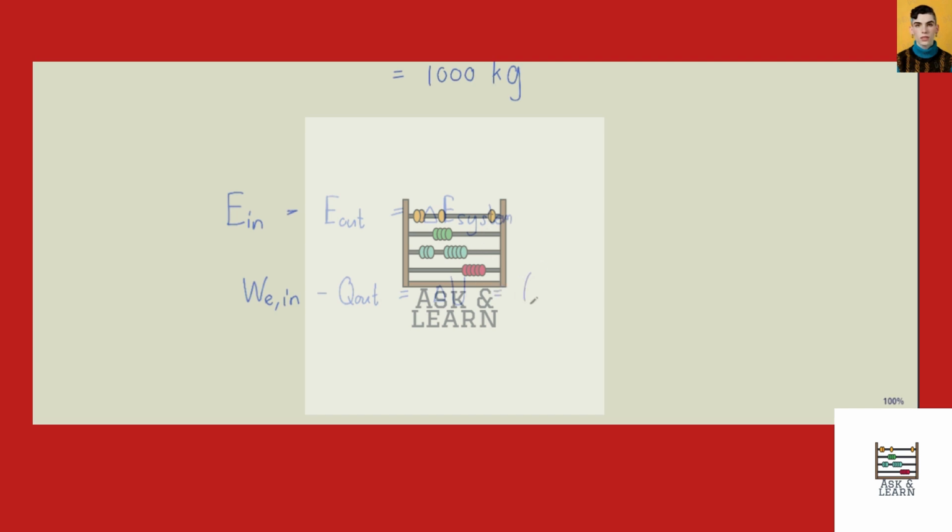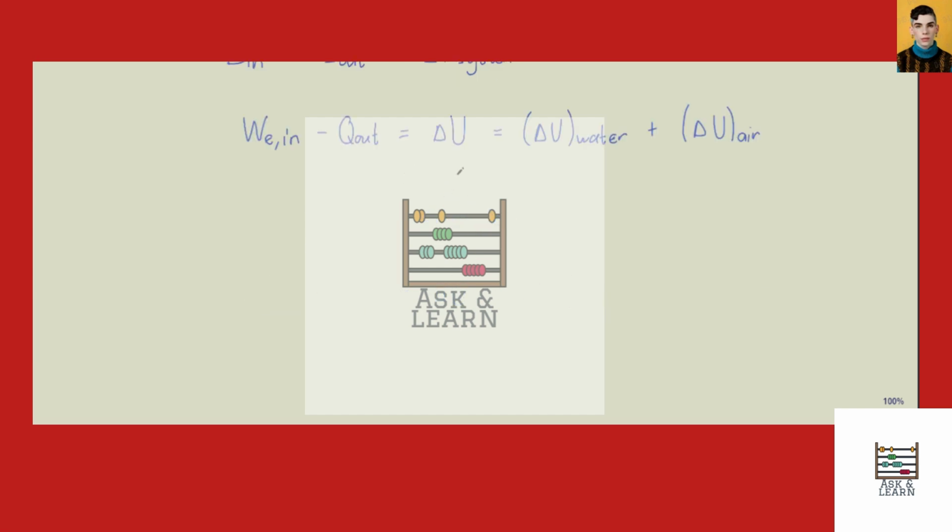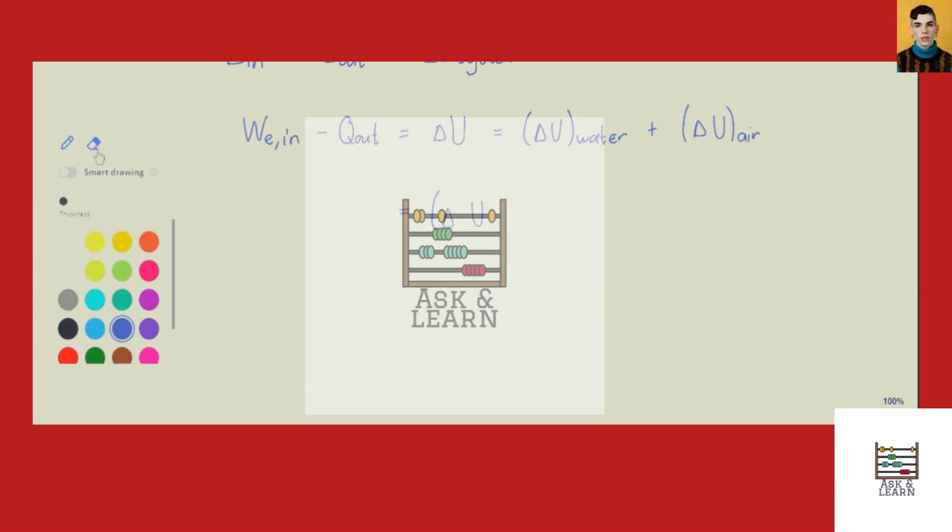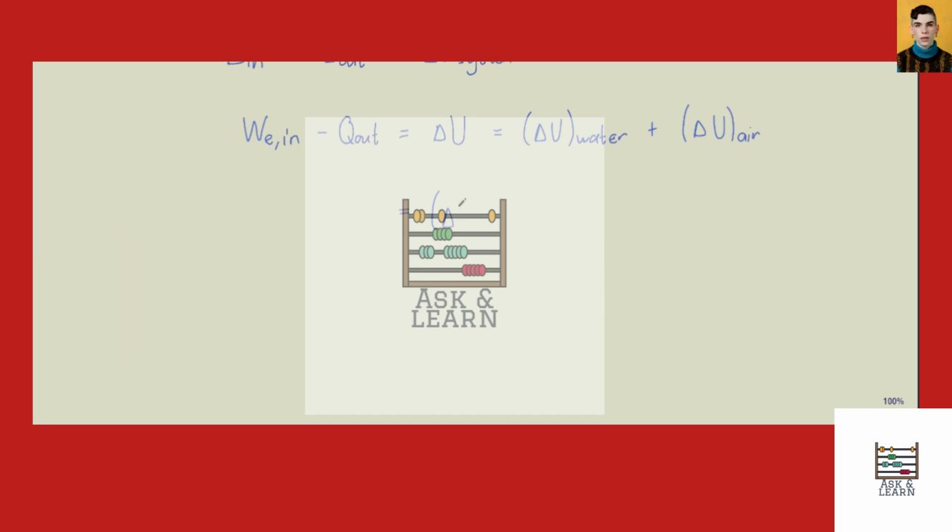But delta U is made up of the change in internal energy of the water plus the change in internal energy of the air in the house. Now, this is equal to simply the change in internal energy, delta U, only for the water. And the reason for this is delta U for the air is 0 because the air is maintained at a constant temperature. And so the internal energy of the air inside the house is constant. There's no change.